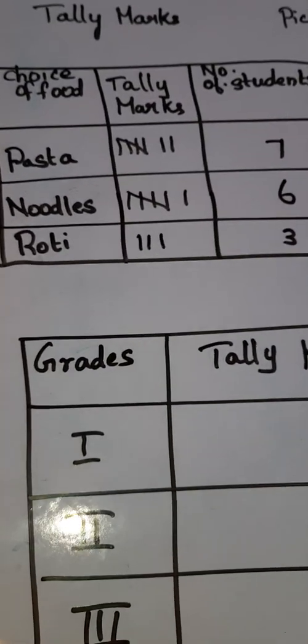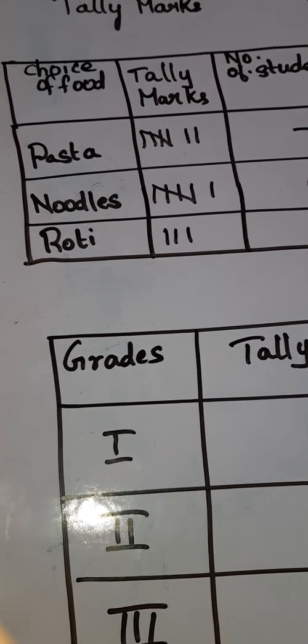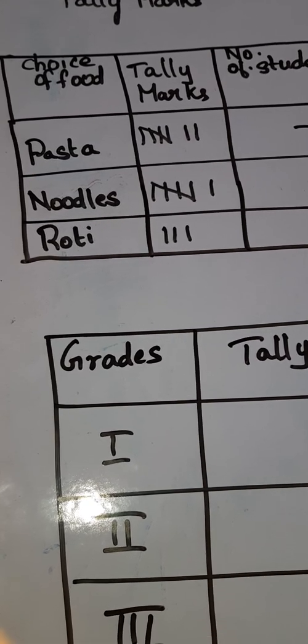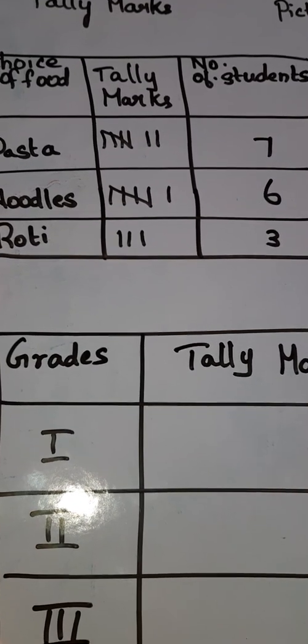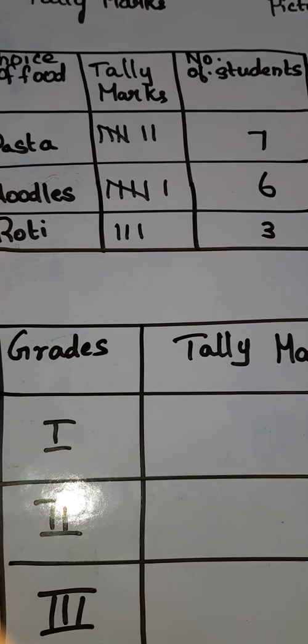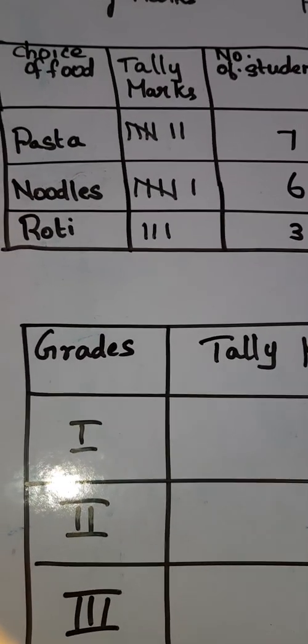If you see they have given the choice of sweets, or it could be the type or the grades. Whatever the divisions may be, the choice would carry the first column, the tally marks will be the second column, and the number of students or children, whatever count comes under, will be the third column. So this way we can make a tally marks table.